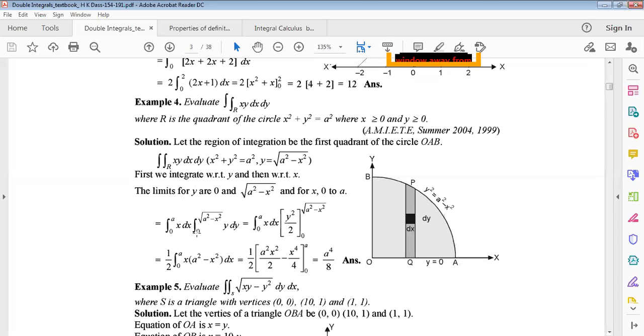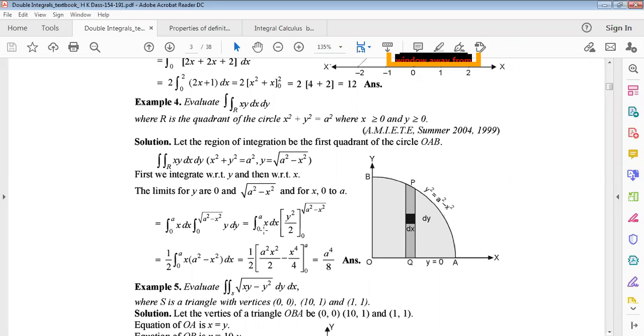The x dx part, and the y limits will be what? y equals 0 to square root of a square minus x square. From the circle equation, y equals square root of a square minus x square. That means y varies from 0 to this. This is the dy part of integration, and this is the dx part. There are two parts of integration, which is why it is called double integration, double integrals.